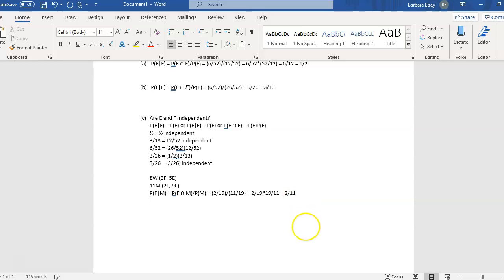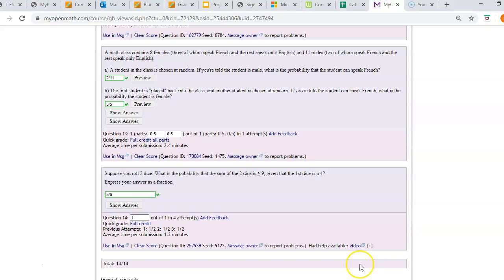All right, now let's do the second one. Going back to the example, the first student is placed back into the class, which means essentially we're resetting back to the original numbers when we place something back in. So really we're back to the same kind of problem we had in A, perhaps. All right, so another student's chosen at random.